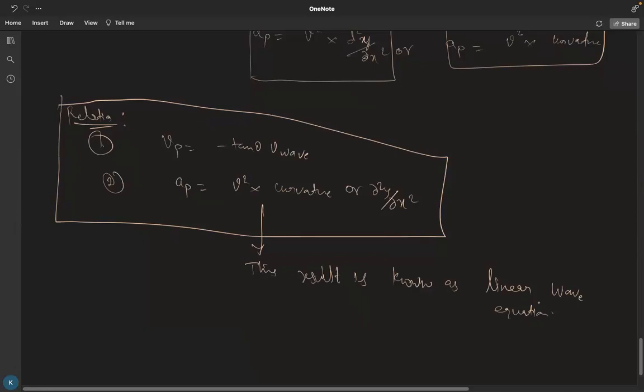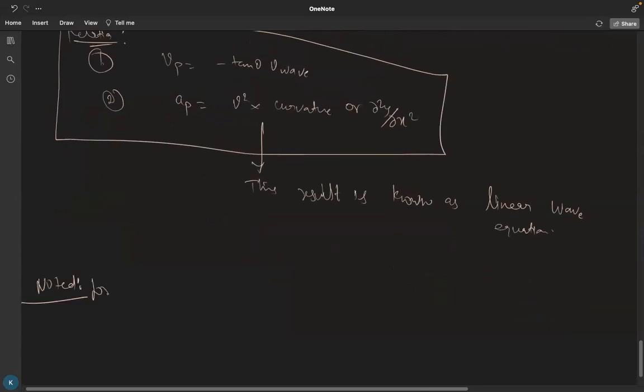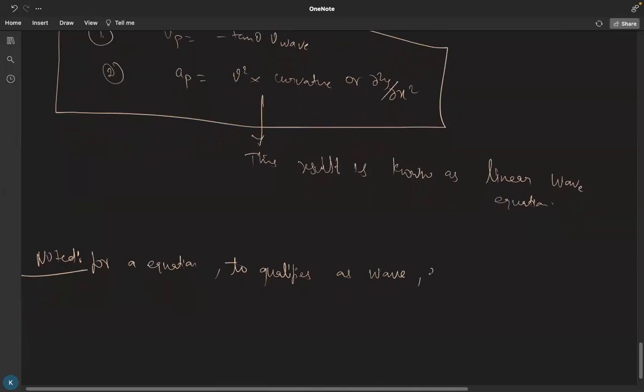Now let's take a question. And one more thing, for an equation to qualify as a wave, it should follow the linear wave equation. So this is a noted point. Let me write it here: for our equation to qualify as a wave, it should follow the linear wave equation, right?